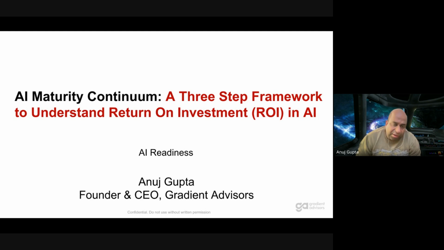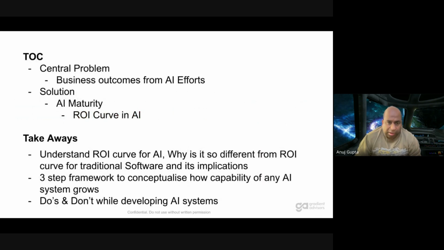I name this framework the AI Maturity Continuum. This framework has three steps in which you can understand how the capability of an AI system matures, or how your return on investment is going to show up. The most important point I'm going to drive across is how this is very, very different from the way the same thing unfolds in a traditional software system. So this is the broad outline.